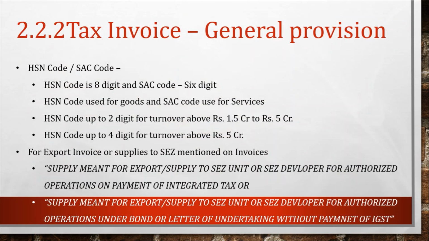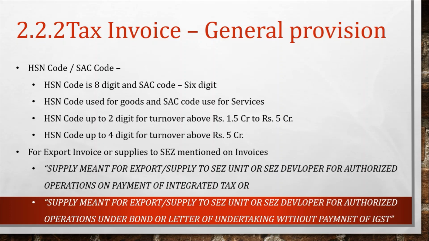2.2.2 There are some general provisions I have mentioned here. First of all, HSN and SAC code. HSN code is used for the supply of goods, and SAC code, the services accounting code, is used for the supply of services. HSN code is an 8-digit code and SAC code is a 6-digit code.